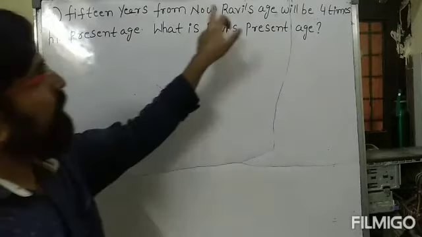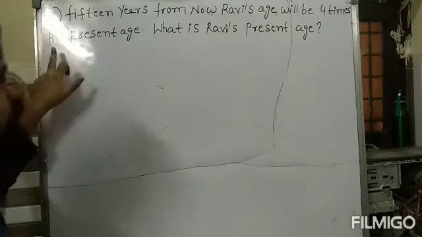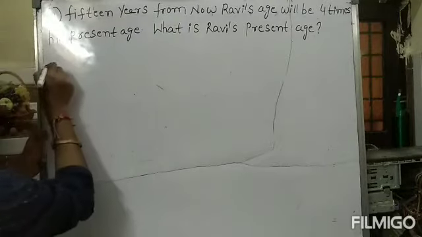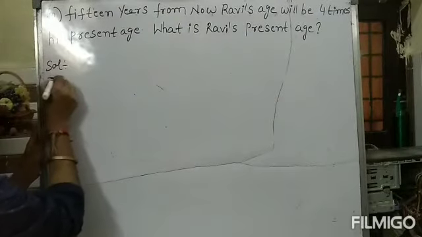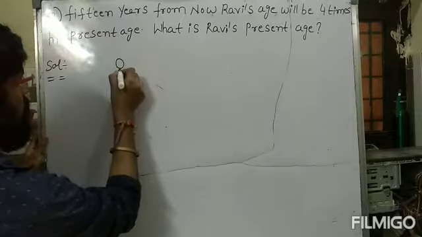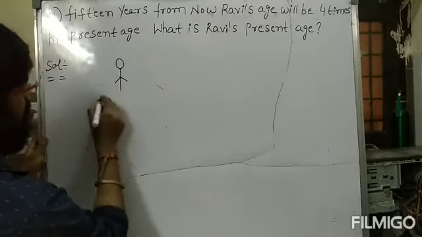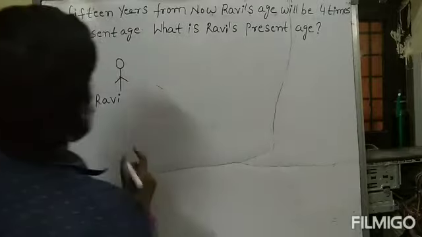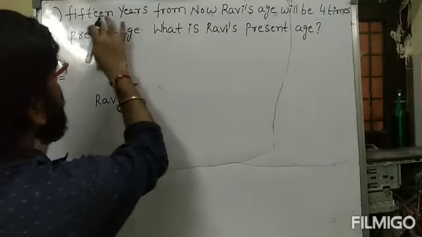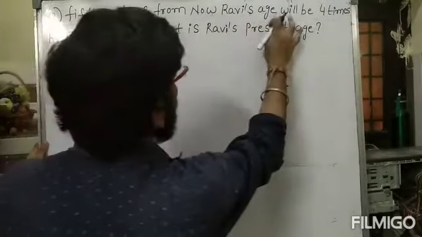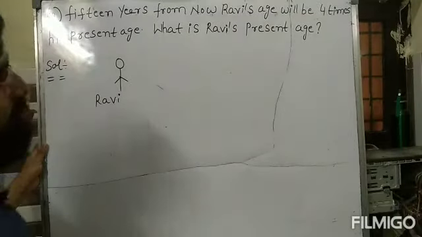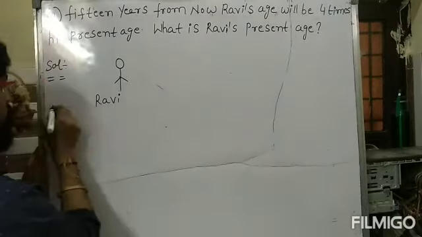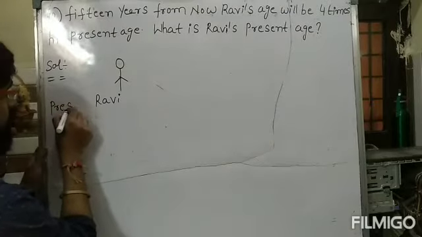Next question: 15 years from now, Ravi's age will be 4 times his present age. What is the present age? Solution. Let us say this is Ravi. 15 years from now, Ravi's age will be 4 times his present age. Present age of Ravi.